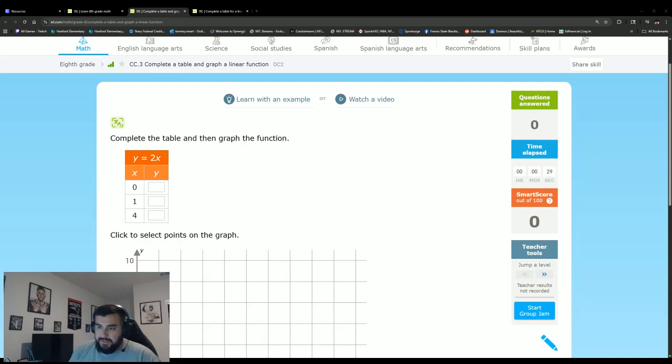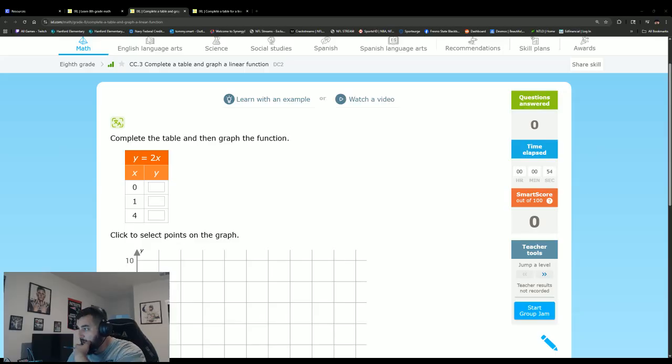Hey guys, today we're going to be working with complete the table and then graph the function. So function is a new word we're going to be learning about. The word function basically means something that works. Okay? And I just realized I'm not showing you what I'm supposed to be showing you.